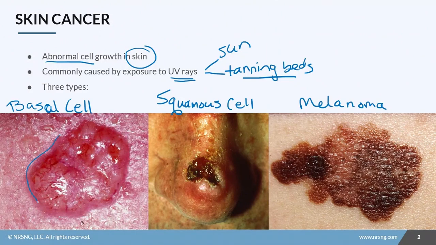So the basal cell usually affects mostly only the epidermis. The squamous cell tends to go a little deeper, and so you may see some ulcerations with squamous cell. And then melanoma is actually typically mostly flat. It's a dark, abnormal, irregular mole. And so we're going to talk about how to recognize this because it is the most deadly and it is the most likely to metastasize or spread. And when it spreads or it metastasizes, it is very difficult to treat in areas other than the skin.